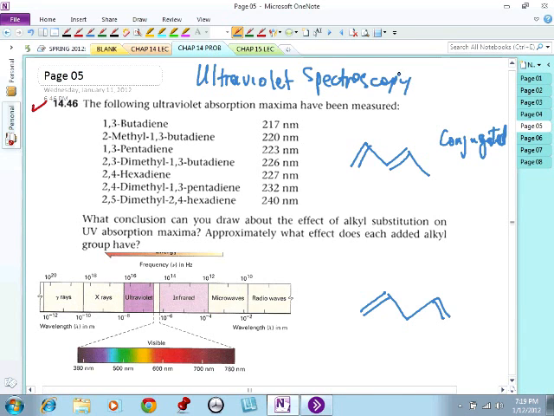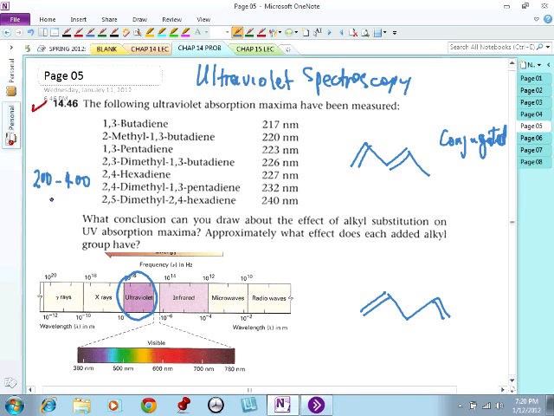And for ultraviolet spectroscopy, we use light energy in the electromagnetic spectrum that is within the ultraviolet region, which is just slightly before the visible region of the spectrum. The measurement of wavelengths in that region is somewhere between about 200 nanometers to 400 nanometers. Now, any molecule that will absorb light energy in that region must be conjugated.